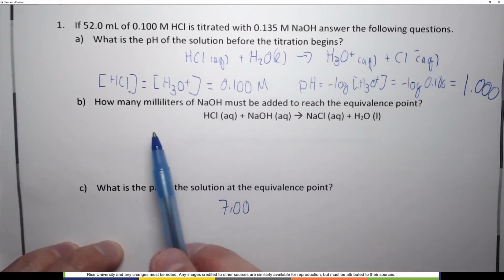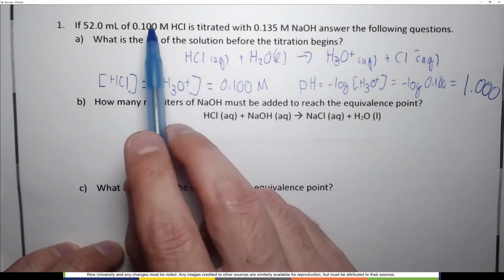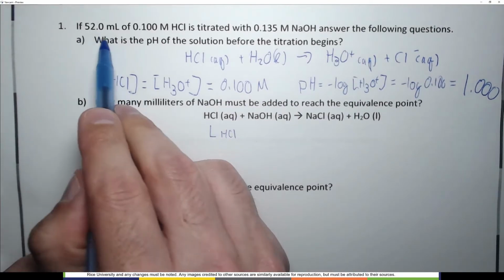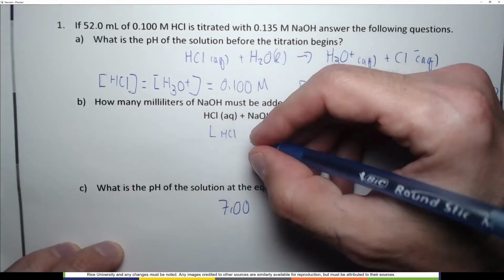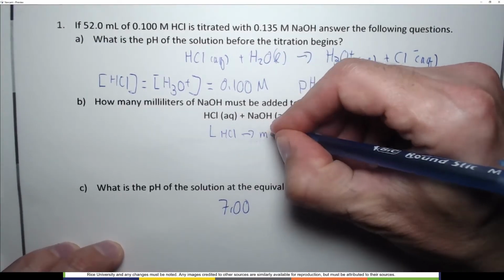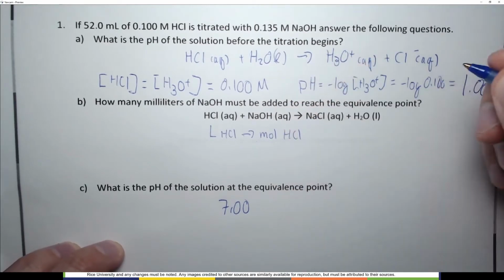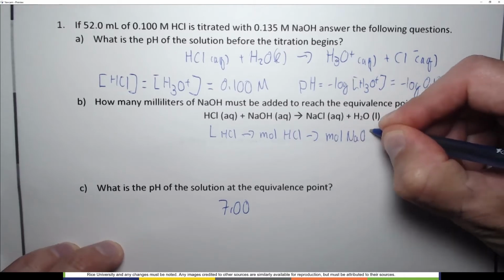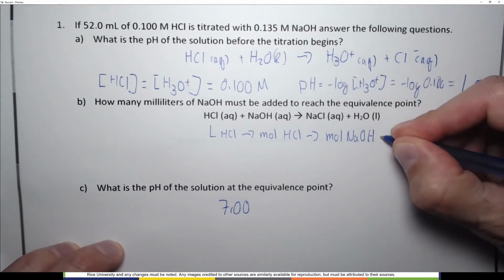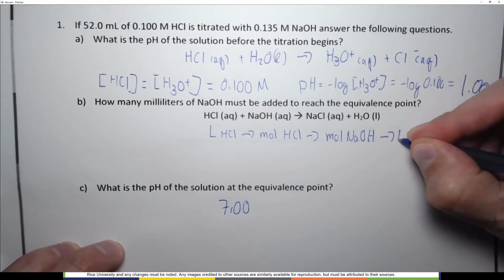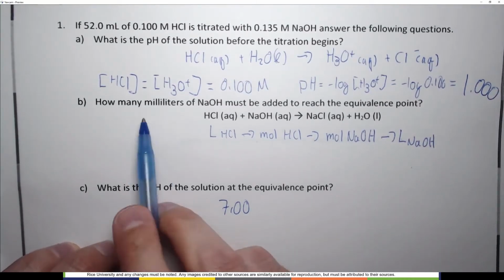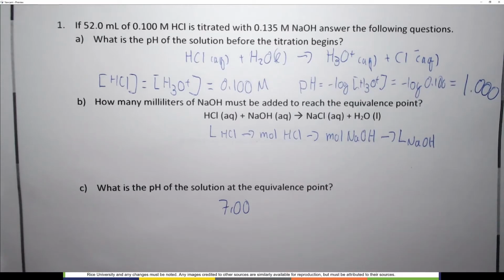In this case, what are we starting with here? We're starting with liters of HCl. 52 milliliters, we're going to have to convert that to liters. We want to convert that to moles of HCl, then to moles of NaOH, and finally we want to take those moles of NaOH and convert it to liters of NaOH, because it asks us how many milliliters of NaOH must be added. So this is a stoichiometry problem.